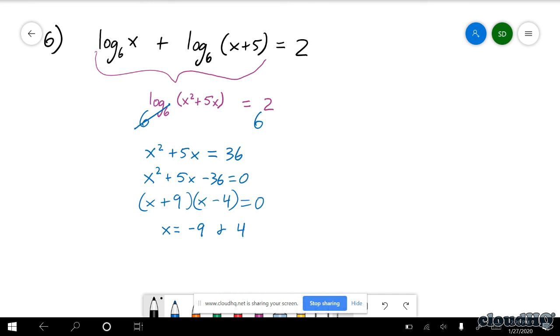Okay, so let's plug them in. Plug in -9 first. Is that a problem right there? Yes, it is. We get 2 negative logs, in fact. That's not going to work. So we can cross out -9. Check 4.